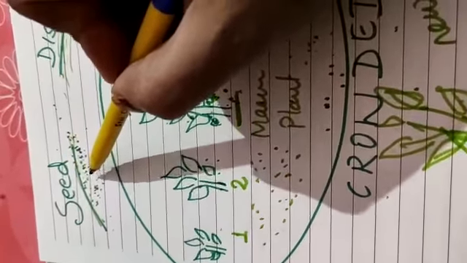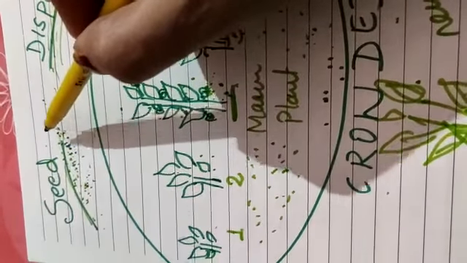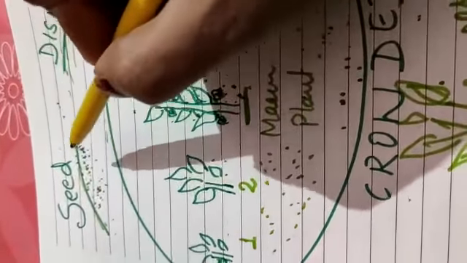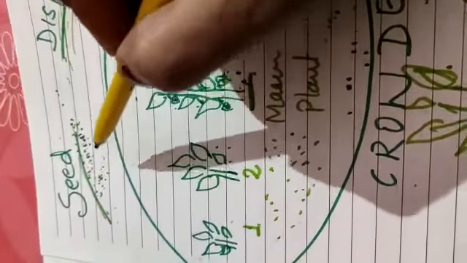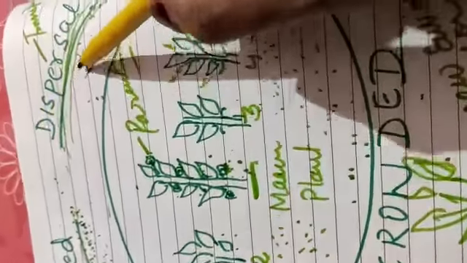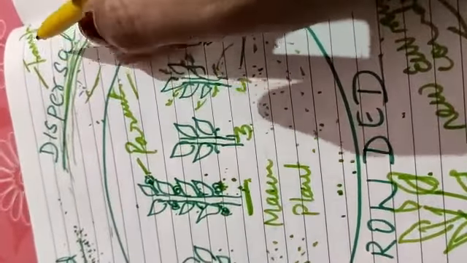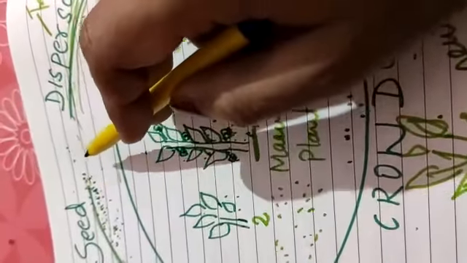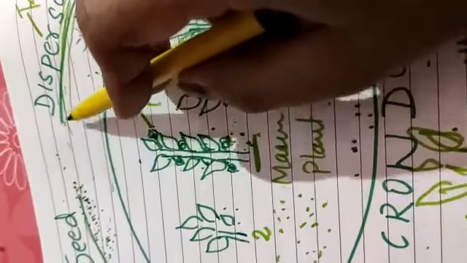And in the previous class too, you already learned about seed germination, that is, germination of a seed with proper environmental conditions, that is, appropriate temperature, air and water. Then, are you familiar with this word dispersal? Dispersal means transfer of seed from one place to another place by an agent.